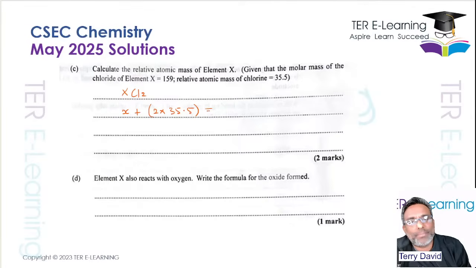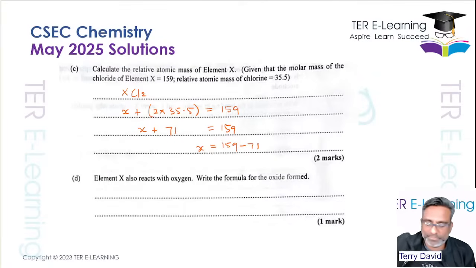When I add this up, I'm going to get 159. So you have a simple equation here that we're trying to solve. This here is going to be X plus 71 equal to 159. Therefore, X is equal to 159 minus 71, and we're going to get 88. So that is the atomic mass of this element.